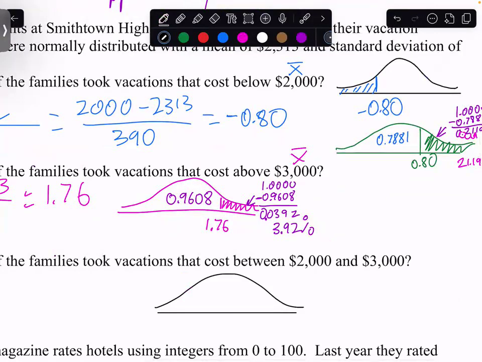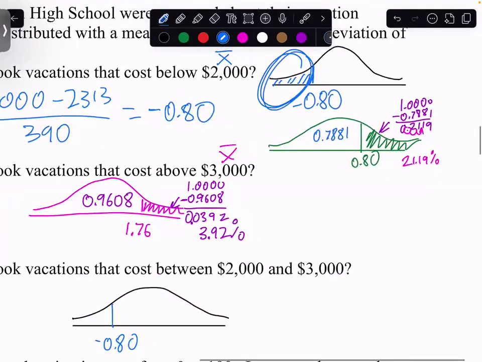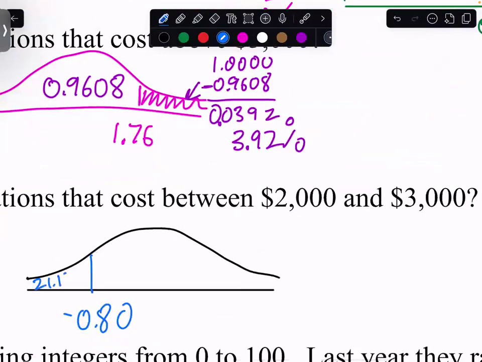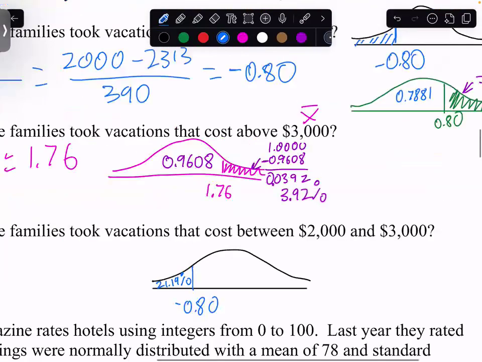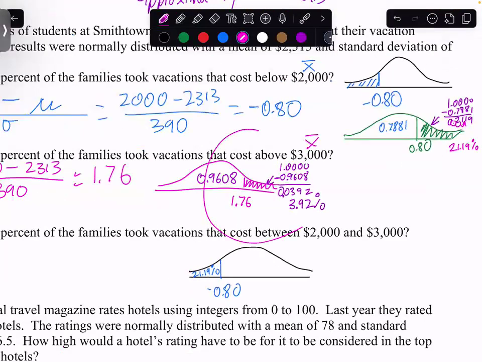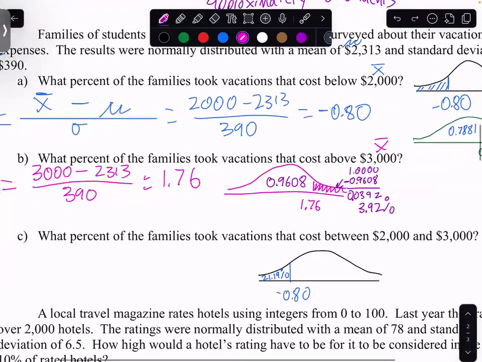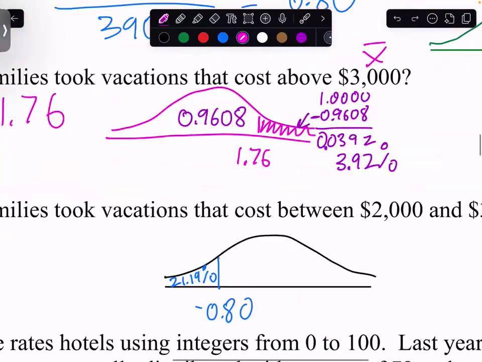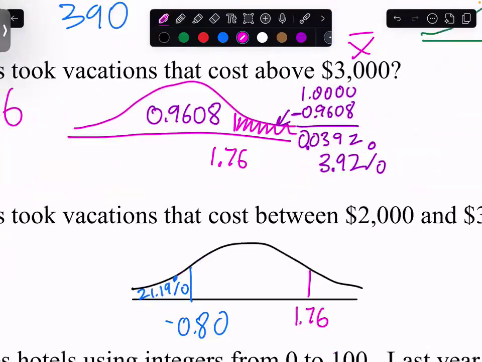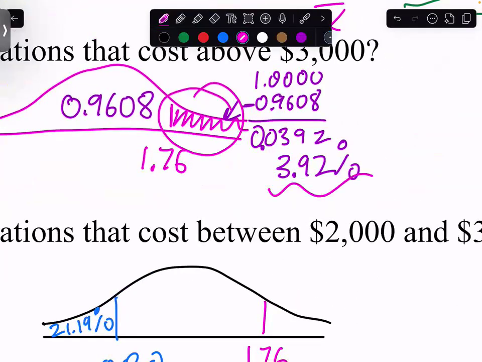All right, so we know that the cost of 2,000 had a z-score of negative, sorry, let me redraw that, negative 0.80. Okay, and we've already calculated that that area was 21.19%. And then on the previous problem over here, we already know that the value of 3,000 corresponds to the z-score of 1.76. And we've already calculated that the area to the right is 0.0392, or sorry, 3.92%.